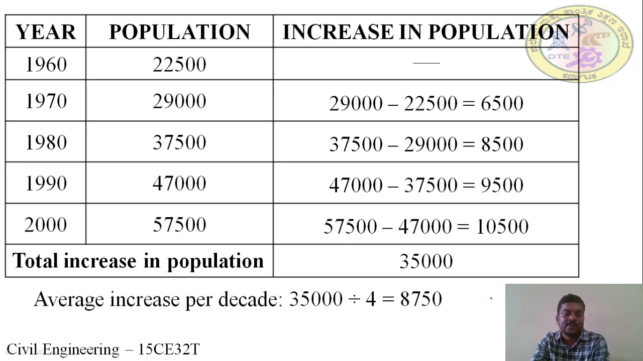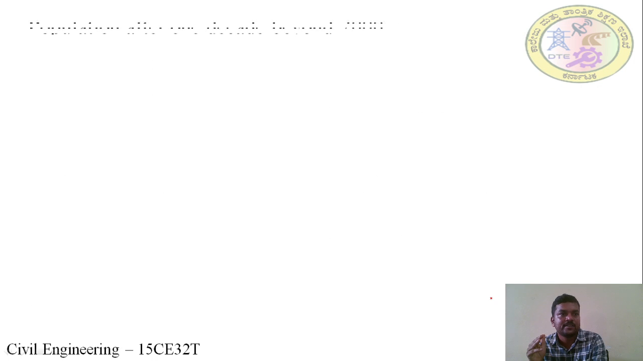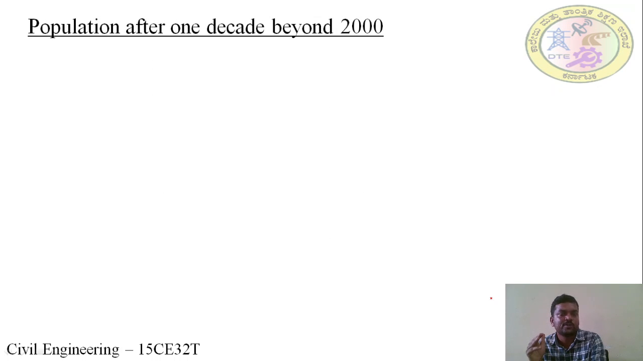8,750. So after finding the average increase per decade, we need to find the expected or predicted population for the year 2010, that is the population one decade beyond 2000. Beyond 2000 means 2010.